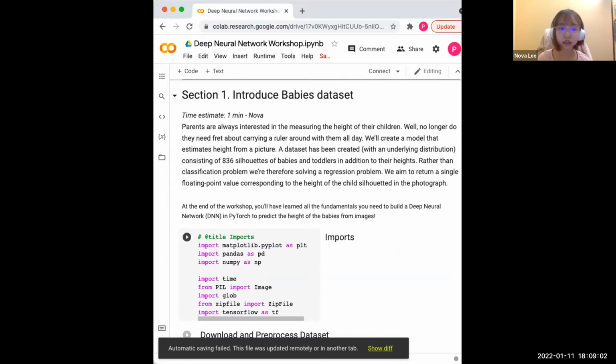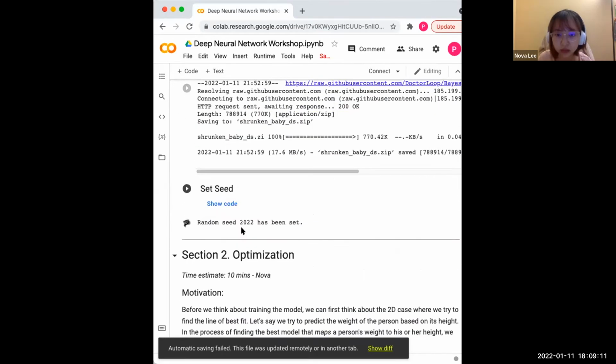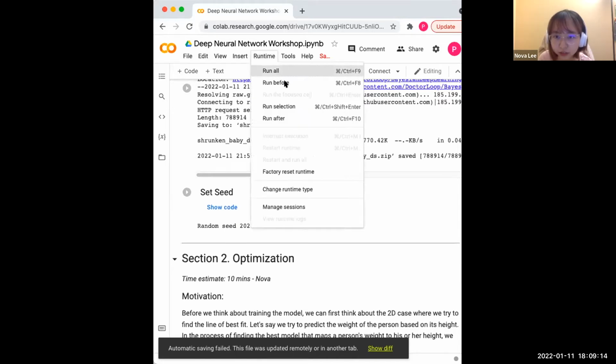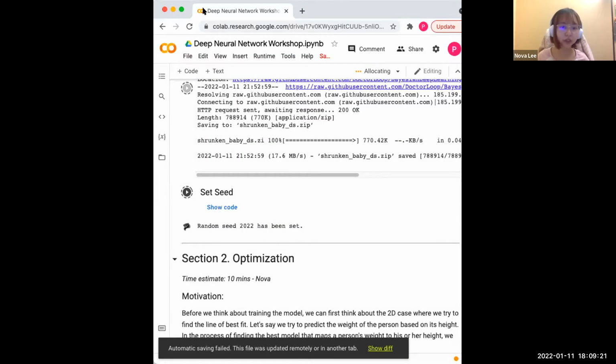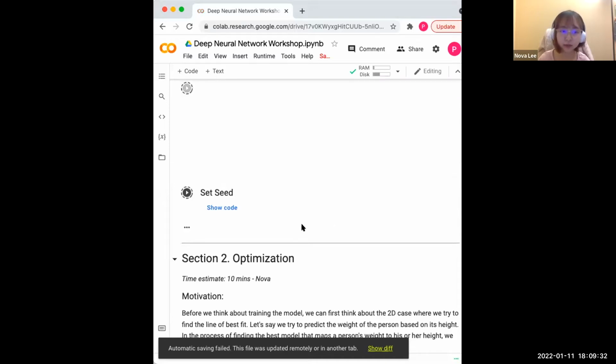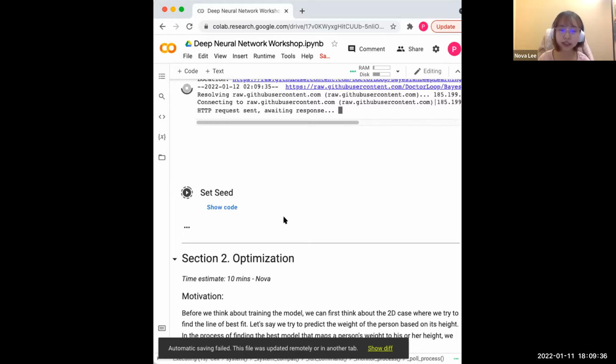It consists of 836 silhouettes of babies and toddlers with their height specified. Let me run it real quick. Therefore, today we're solving a regression problem where the data set consists of only one group of data, which is the baby silhouettes. Or in other words, we're learning about the pattern of this data set.